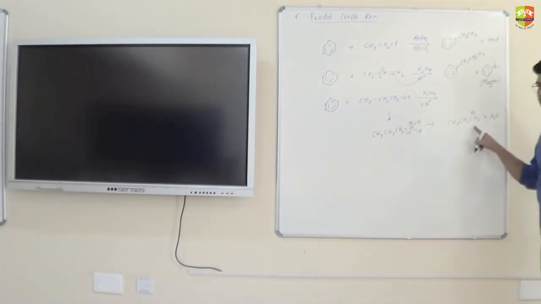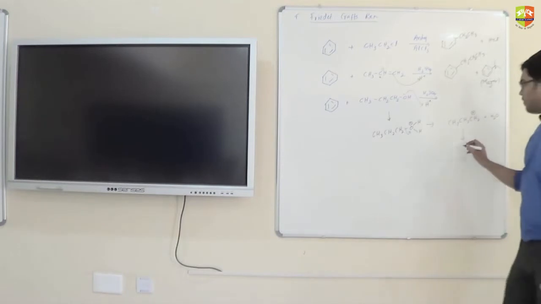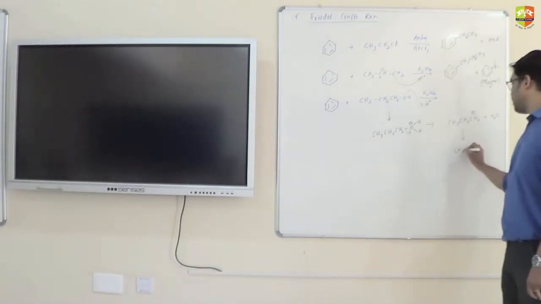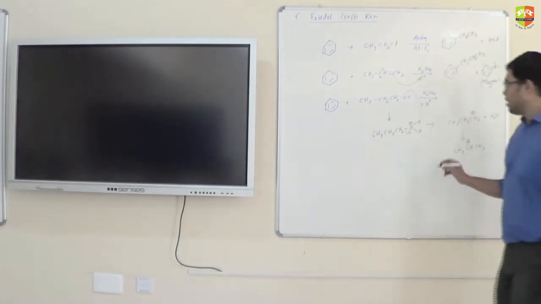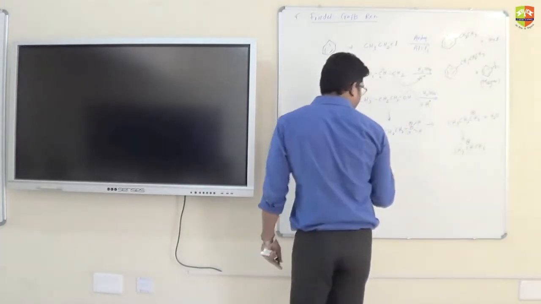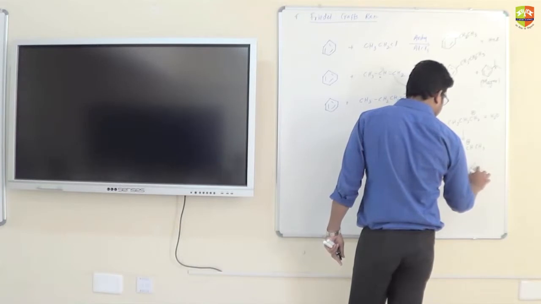Now since this is a primary carbocation, we will get a 1,2 hydride shift, right? And we will get a more stable carbocation, which is secondary. Now this will act as an electrophile and attack the benzene ring, and the product will be what? The same product that we got in the first step of the second reaction.